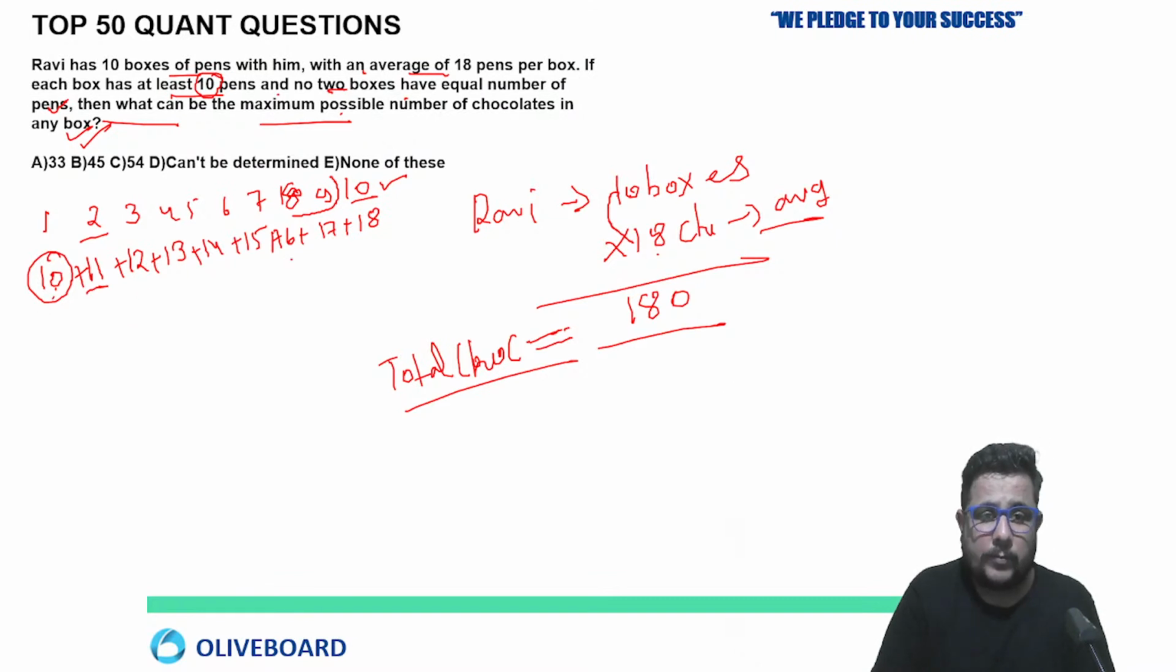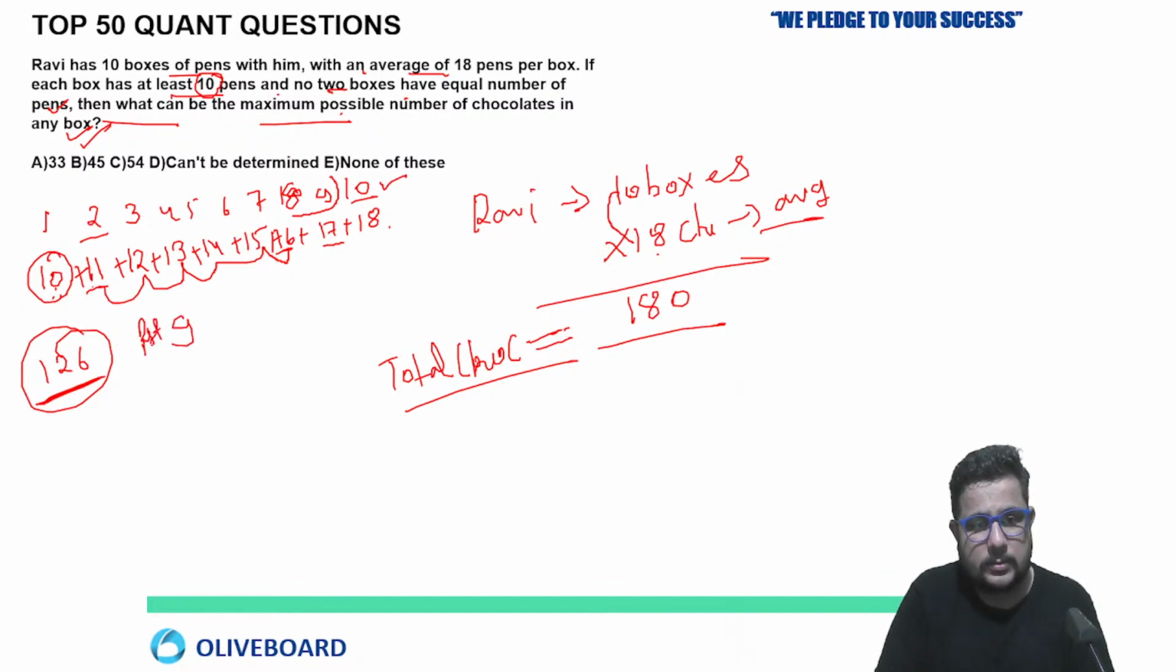Just take the sum from 10 to 18. Clear? Total you can see here, right? So 10 plus 11 is 21, plus 12 is 33, plus 13 is 46, plus 14 is 60, plus 15 is 75, then 91 after adding 16, then 108, 126. Clear? So in the rest 9 boxes, there will be 126 chocolates.